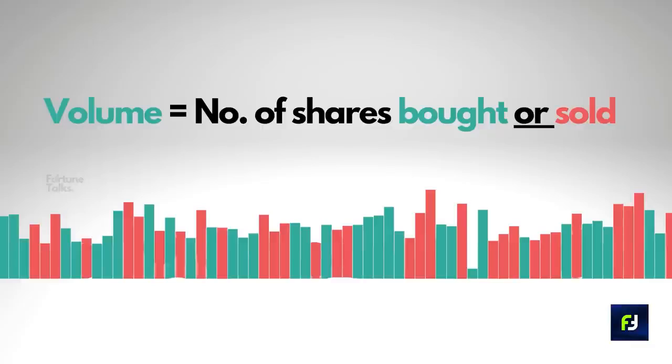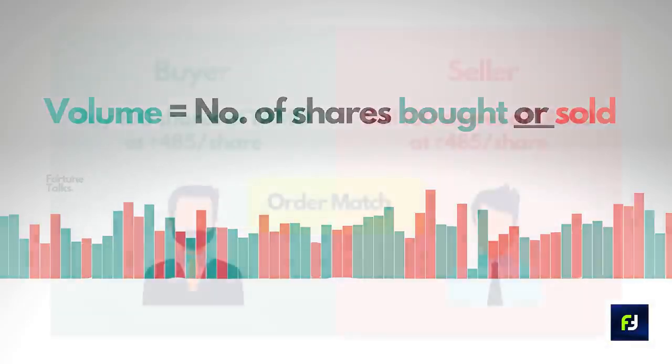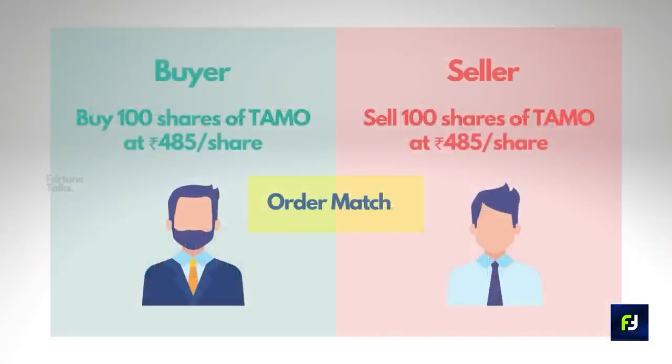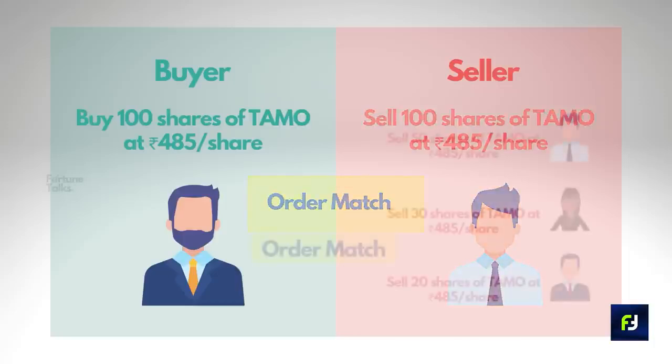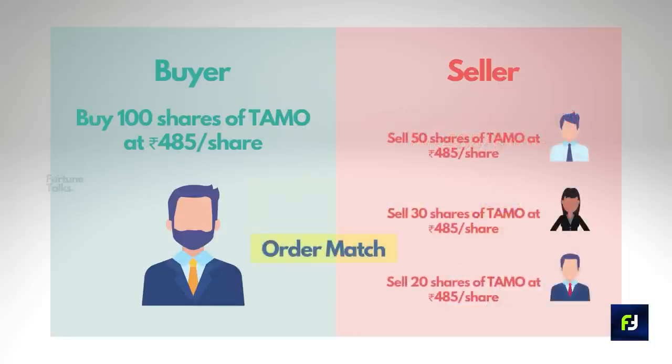So the more active the share, the higher would be its volume. For example, you decide to buy 100 shares of Tata Motors at rupees 485. At the same time, I decided to sell 100 shares of Tata Motors at 485. Or it can be different people who want to sell a smaller quantity at the same price, that is 485, which are accumulated together to give you 100 shares.